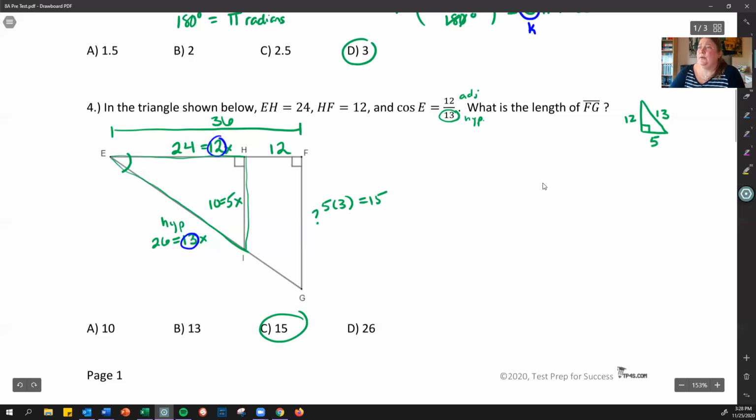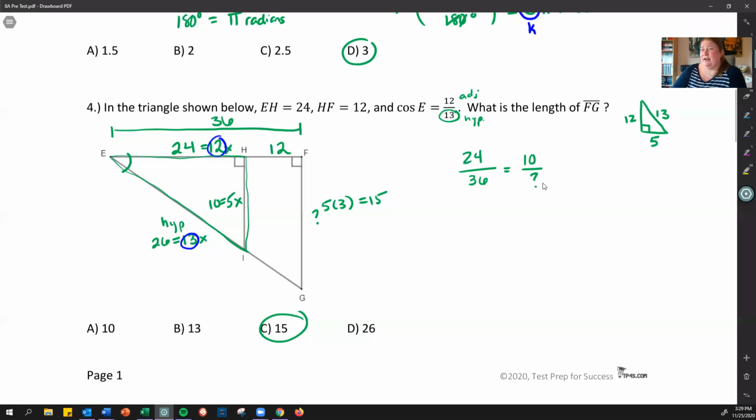So what I just did was I used the tip of the iceberg and the whole iceberg, looked at them as similar triangles, and set up a proportion. The tip of the iceberg had a 24, and the whole iceberg had a 36. On the sides where I had my unknown, the tip of the iceberg had a 10, and the whole iceberg, well, that was my unknown. That was what I was looking for.